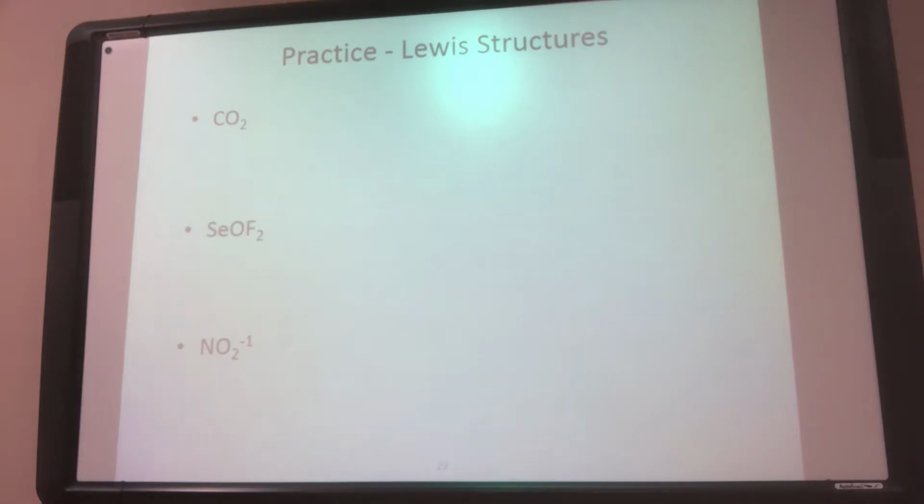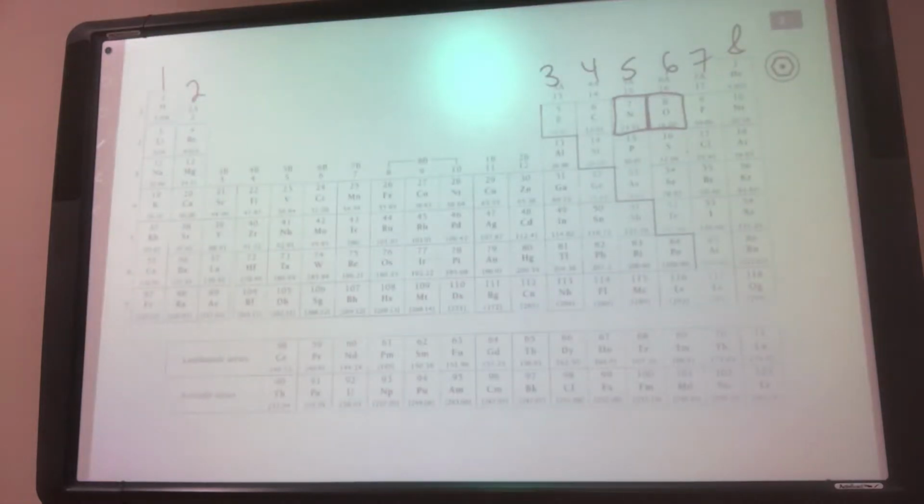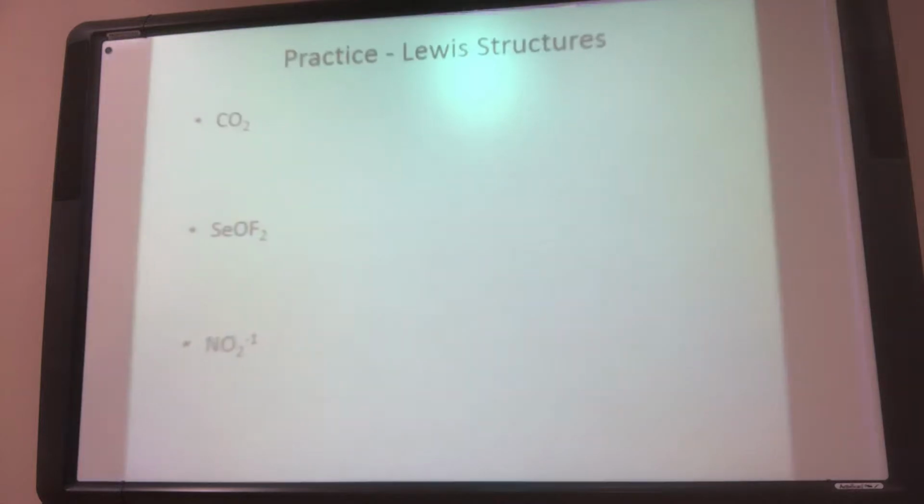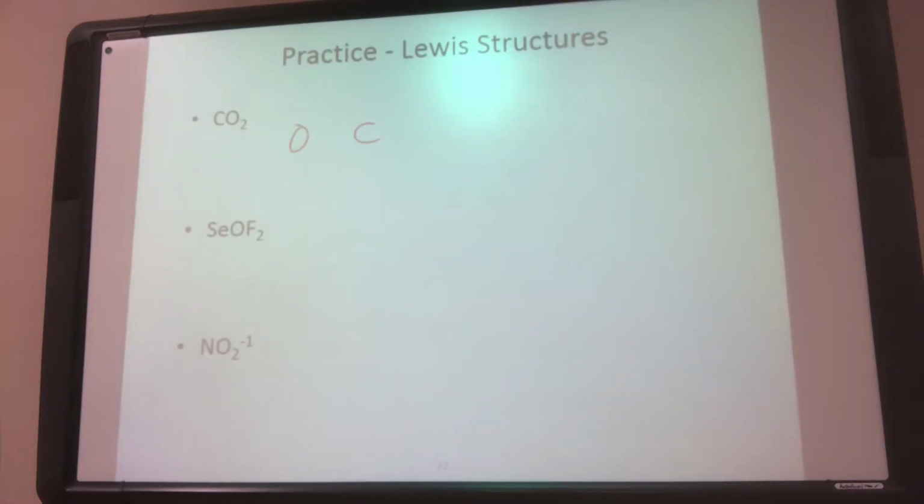Step one is the least electronegative atom goes in the center. Remember, electronegativity increases up and over. So between carbon and oxygen, the oxygen is more electronegative, which means the carbon is going to go in the middle. So I'm going to put my C and my two O's.